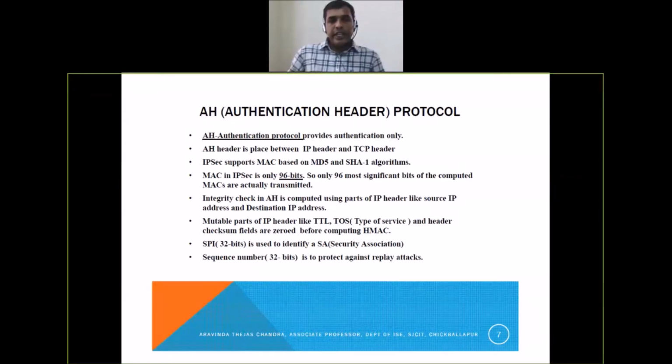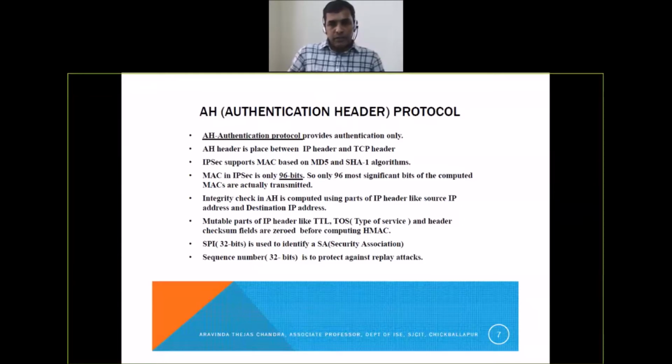So the integrity check in AH is computed using parts of the IP header, like the source IP address and destination IP address. In the IP header there are many fields. The most important fields are the source IP address and destination IP address, which are needed to tell who is the sender and who is the receiver. For authentication purposes, the IP address will be used.